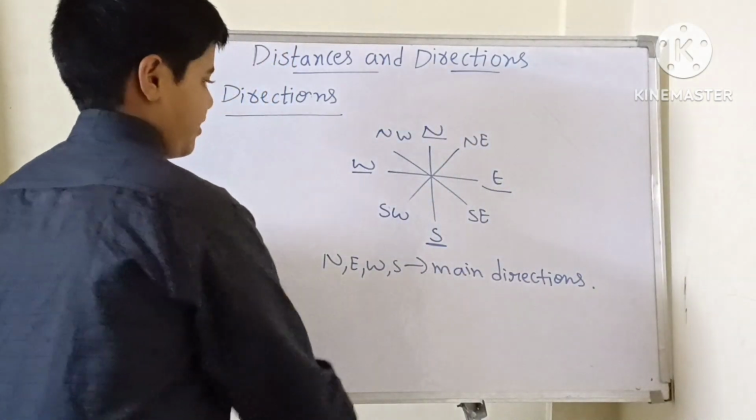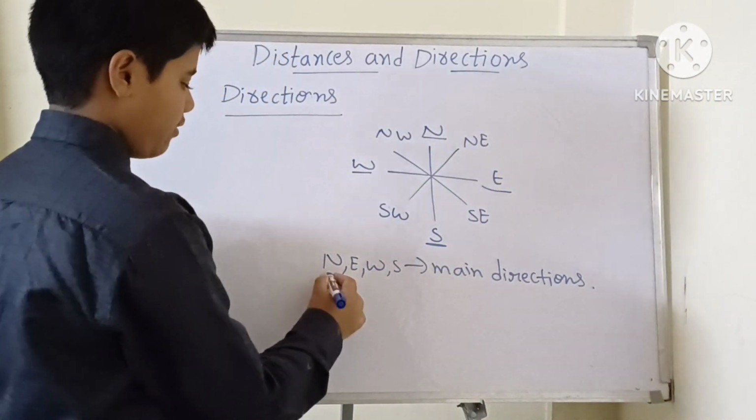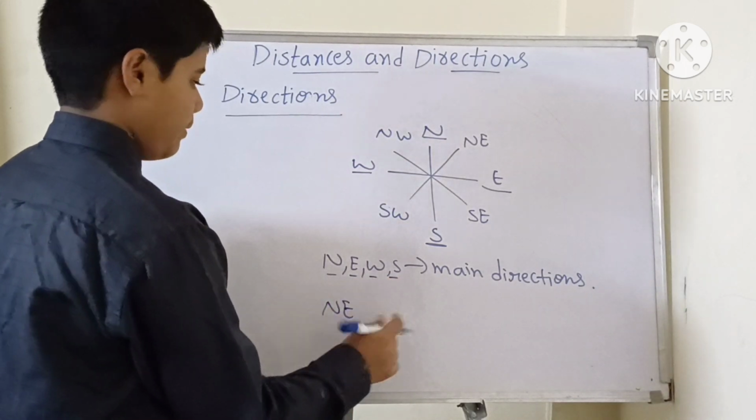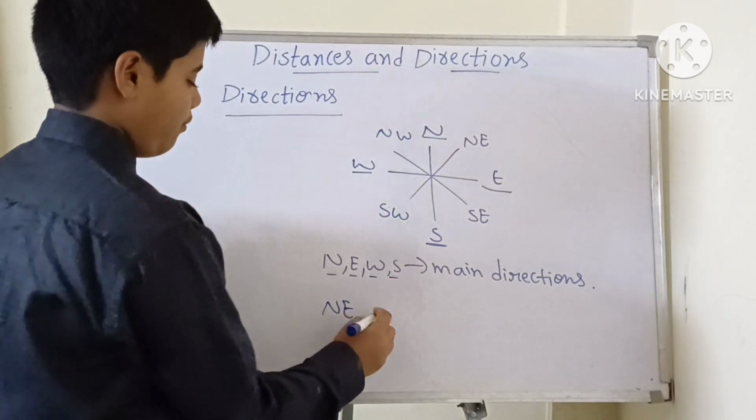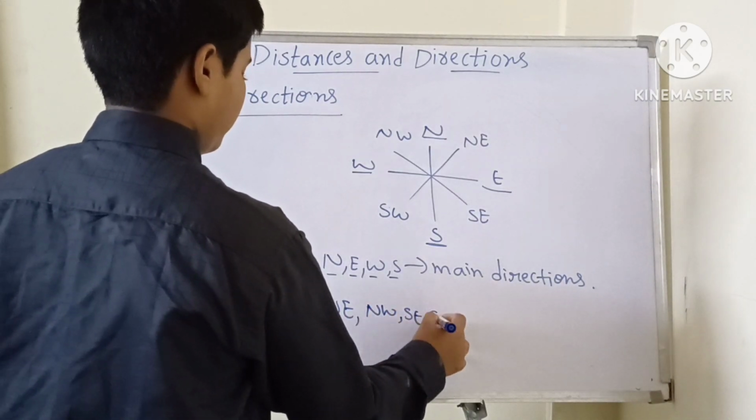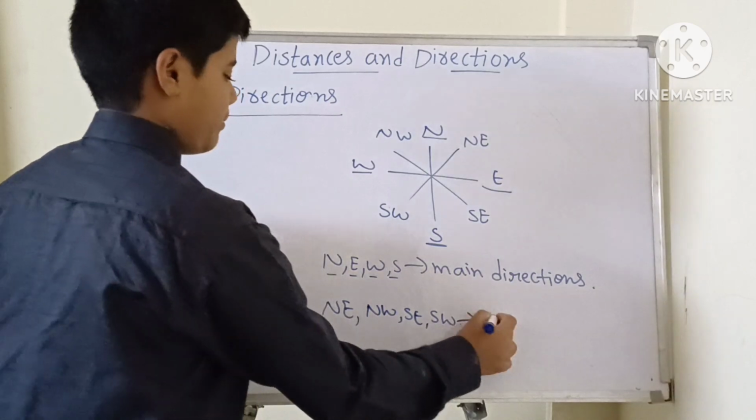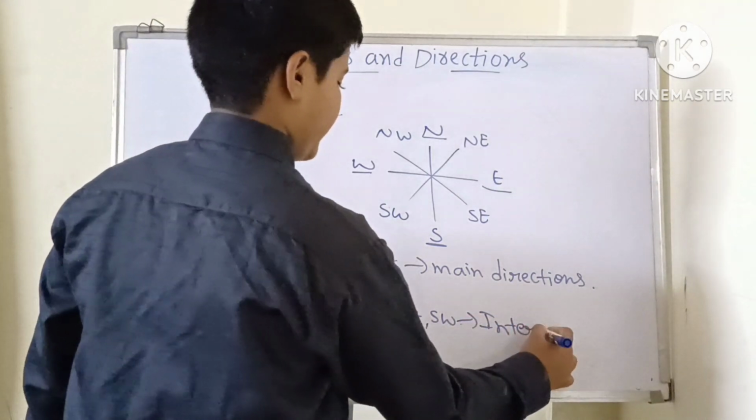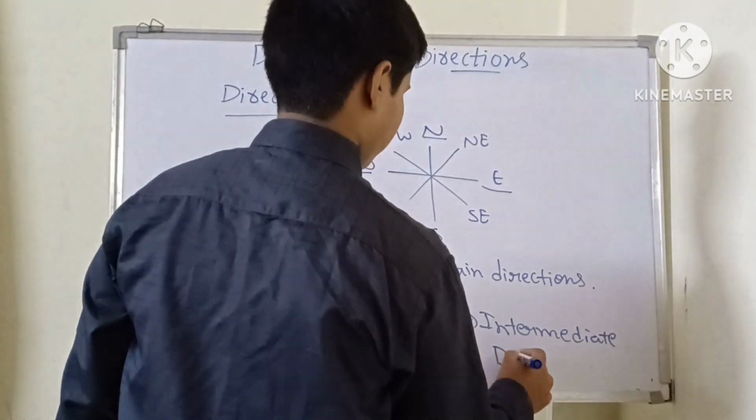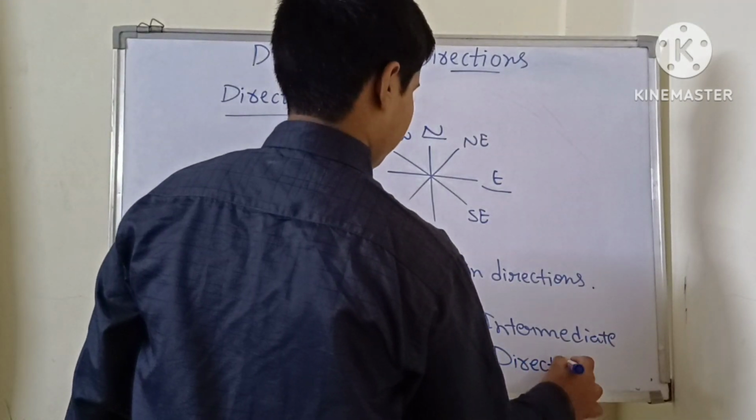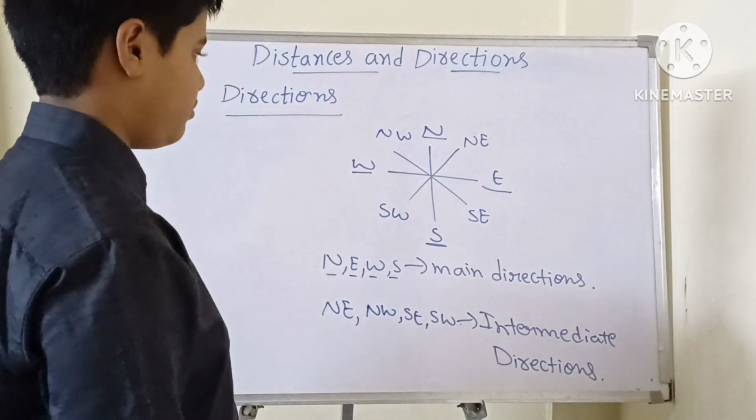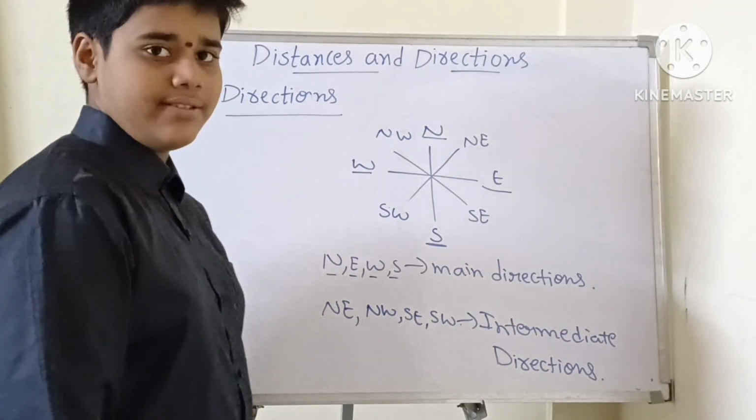So these are the directions. The main directions are north, east, west, south. And another four directions: northeast, northwest, southeast, southwest. So these are the intermediate directions. Okay. So these are the directions.